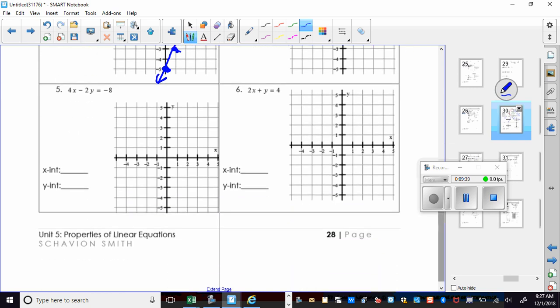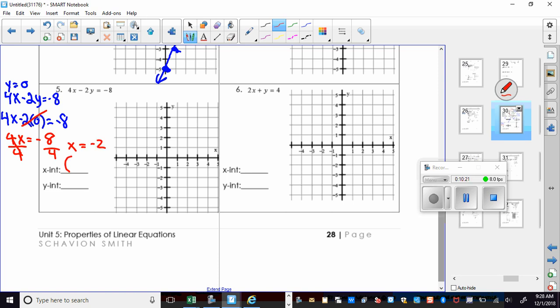For numbers 5 and 6, I need the x-intercept and the y-intercept. So for here, my x-intercept, y equals 0. So I have 4x minus 2y equals negative 8. So 4x minus 2 times 0 equals negative 8. And remember what I told you: when you have a 0 times a number, it goes away. You just scratch it out. You're left with 4x equals negative 8. Divide both sides by 4. And x equals negative 2.